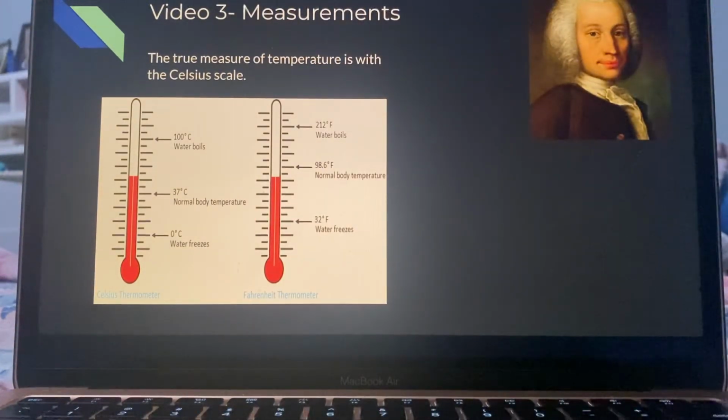For video number 3, I decided to do measurements. So in this video, I learned all about the Celsius scale, and actually how Celsius himself didn't create it. It was a group of scientists that ended up creating the Celsius scale, but they just ended up giving him the name.